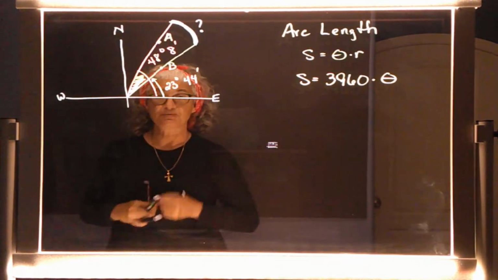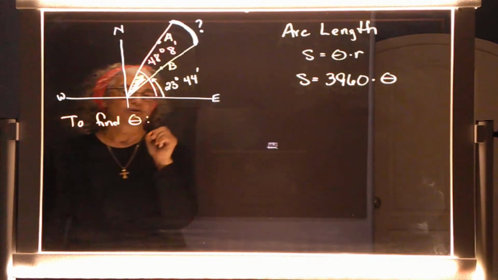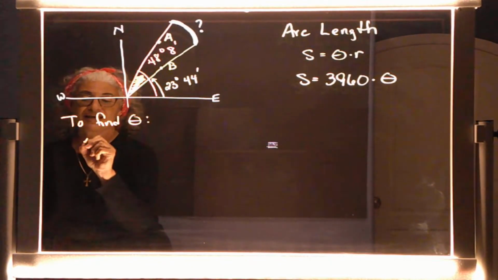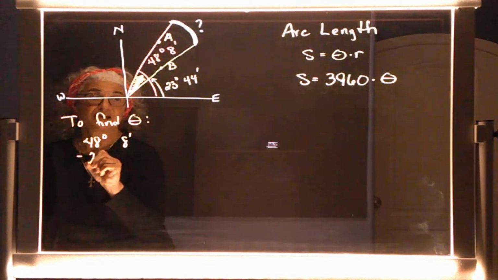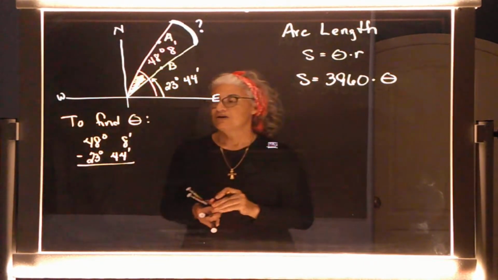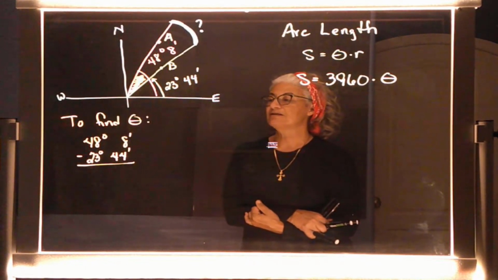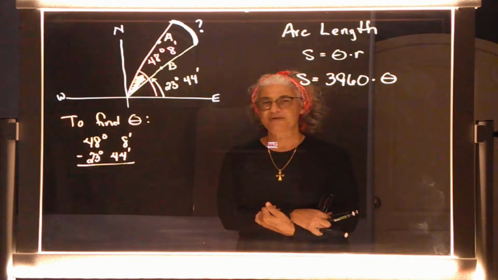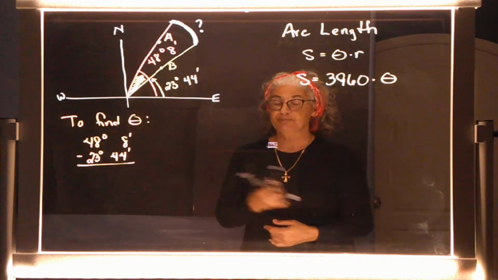So, I just gave myself a little bit more space, and I'm going to work over here. First thing we need to do is find this angle. And we already said this angle is going to be the difference between 48 degrees and 8 minutes and 23 degrees and 44 minutes. Well, let me ask you something. Am I able to subtract 44 minutes from 8 minutes? No, there's not enough minutes there, is there? So what are we going to have to do? Yes, we're going to have to borrow.